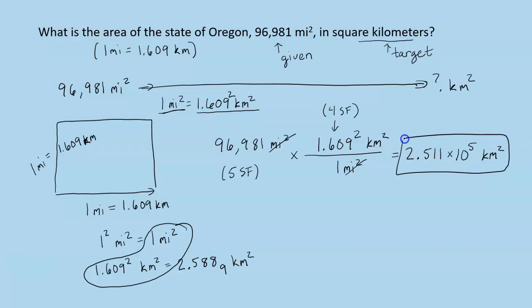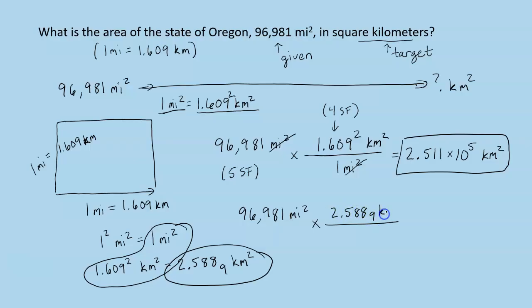Okay, so unless you're very careful about making sure to square that 1.609, I recommend going ahead and squaring it, keeping an extra digit and using that instead. And so that would be the 96,981 miles squared times 2.5889 kilometers squared over 1 mile squared. Okay, but you should come out to get the same answer. So we'll go ahead and stop here, and then in the next video, we'll do one more example with cubed units, and we will finish up with a parts per billion question.